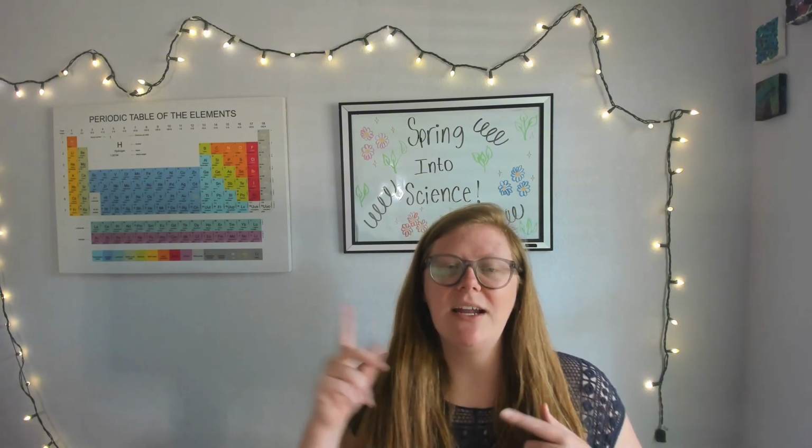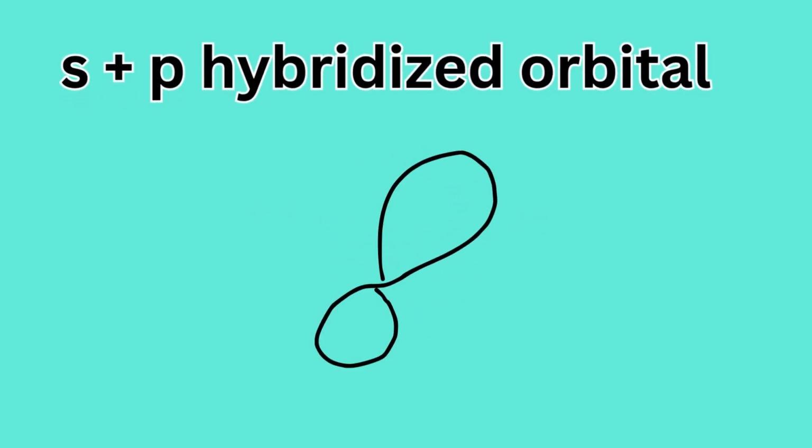Now that we have the basic shapes out of the way, let's look at a hybridized orbital shape. This orbital is literally the addition of an s and p orbital together. Like adding 1 plus 1, we get the result with one side of the orbital being longer, like in a p orbital, and one side being shorter, like in an s orbital.